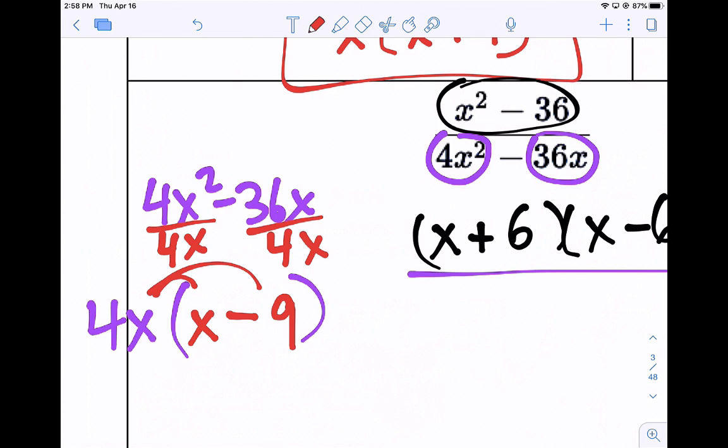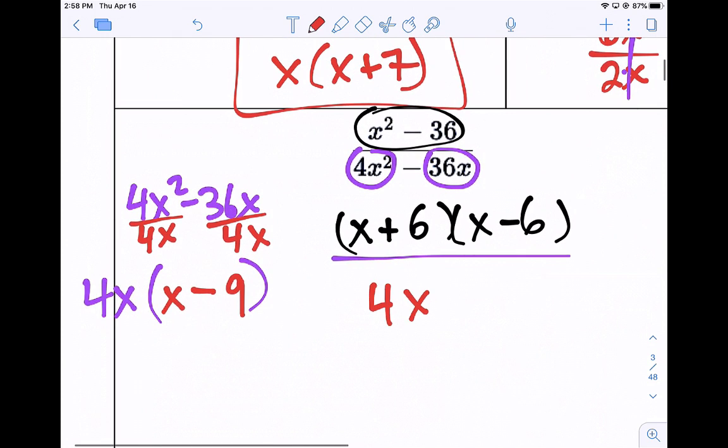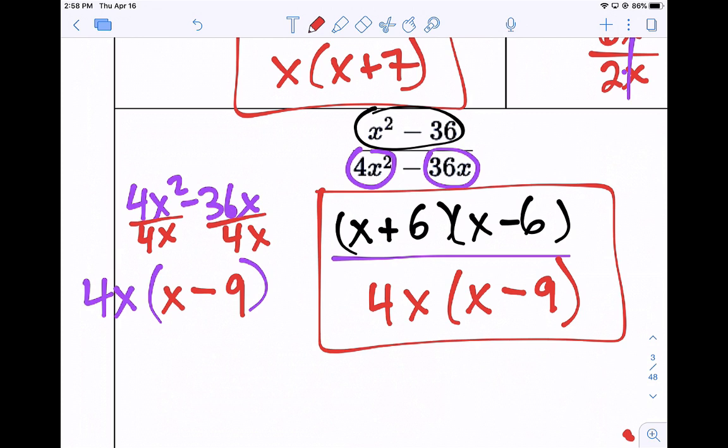If you want to check your answer, you can distribute, and we should get what we started with. Okay, so there's the bottom factored. We have 4x, and we have x minus 9. All right, so if we take a look at that, is there anything that we can factor out of this right here? Simplify, and all the factors are different. So this is our final answer.